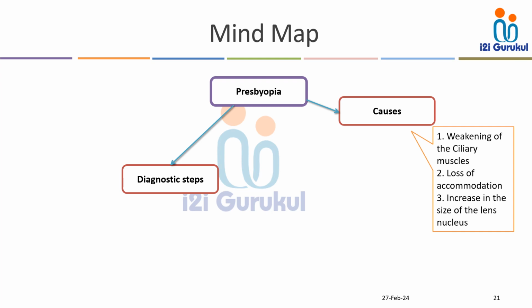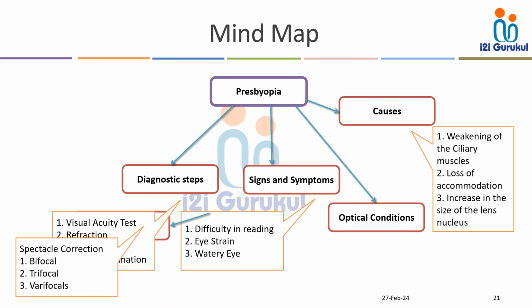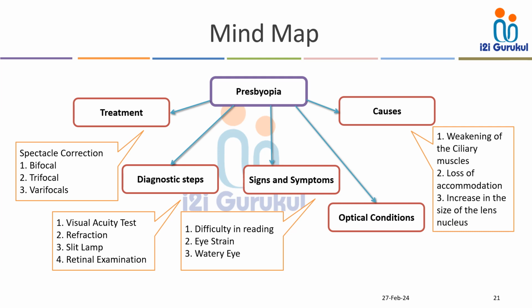In this condition, weakening of the ciliary muscles occurs and the loss of accommodation affects near work, and there is an increase in the size of the lens nucleus, with changes in the nucleus by age. So these are the causes, and the optical conditions include the correction where presbyopic people need glasses or contact lens related advice. The signs and symptoms are difficulty in reading, eye strain, and watering of the eyes. The diagnostic tests, as I mentioned, are visual acuity, refraction, slit lamp examination and retinal examination; we went through these in this session. And finally we have treatment with bifocal lenses, trifocal lenses and multifocal lenses, that is varifocals, for example progressive addition lenses.